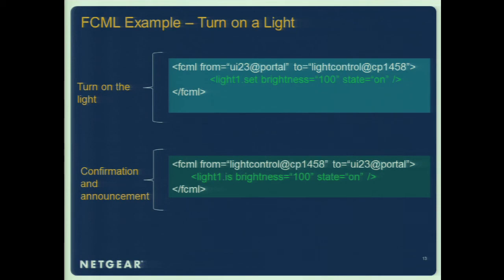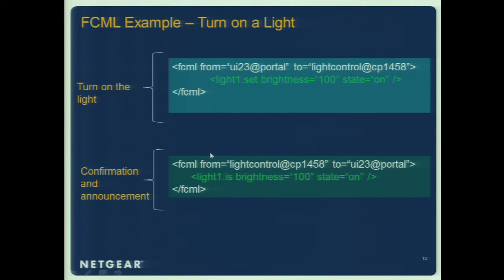Here's another example. This is more about an interaction between a UI application and the control point itself. Your UI application is given the client ID by our portal, UI23, this one. And you're sending this message to the light control application on the control point, which is identified by the system as CP1458. Again, we're using the same FCML message as on the previous slide, setting the brightness to 100% and turning it on.